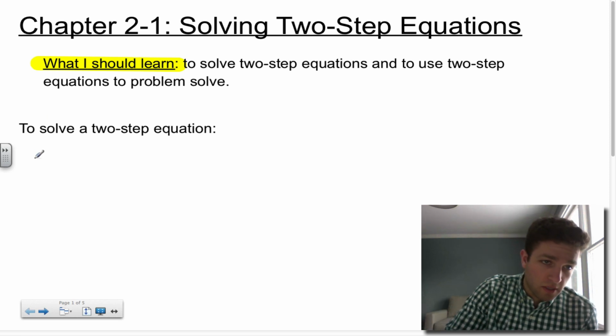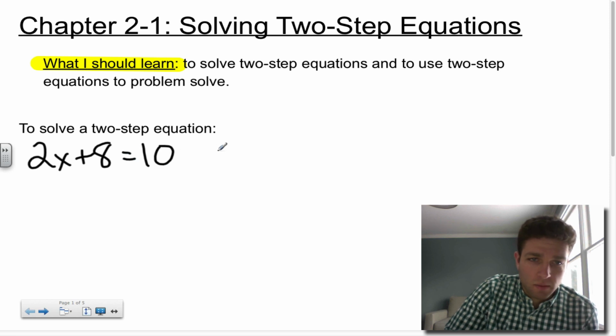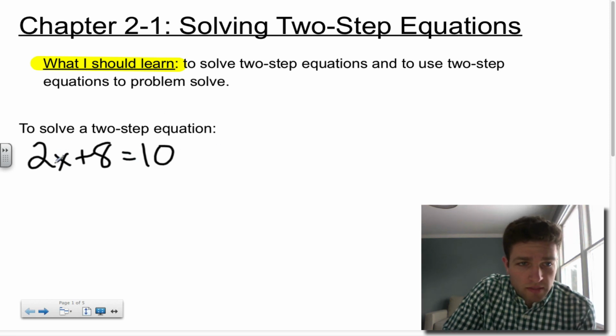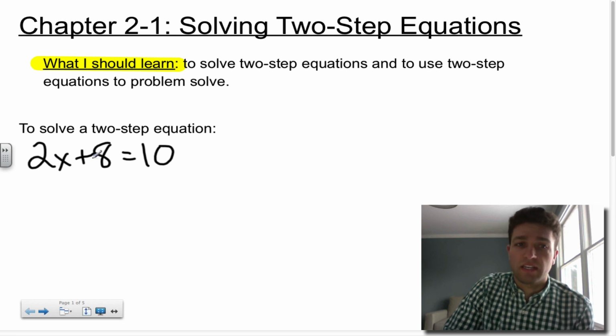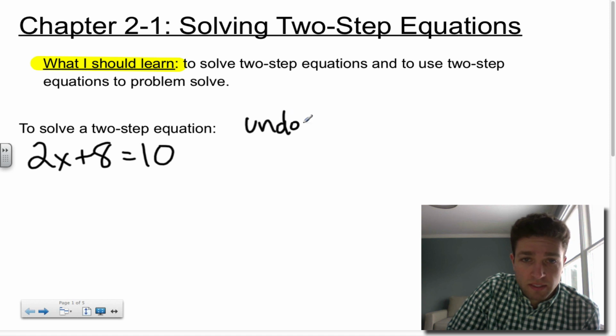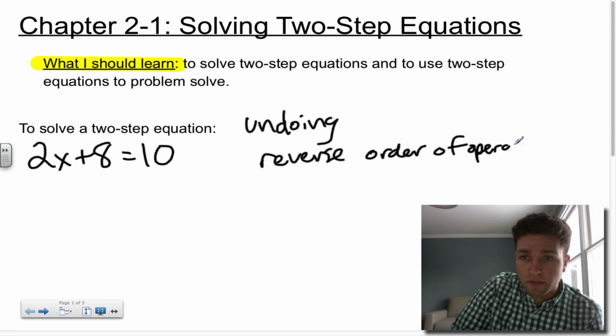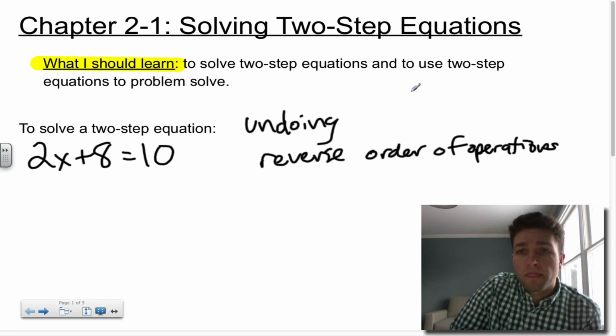Solving two-step equations. A two-step equation I'm talking about would be something like 2x plus 8 equals 10. I know it's two steps because I've got two operations. I've got multiplication and I've got addition. When you're solving two-step equations, you should think of it as undoing the equation in the reverse order of operations. Let me write order of operations, and you do know what your order of operations are. Parentheses, exponents, multiplication and division, and then addition and subtraction.